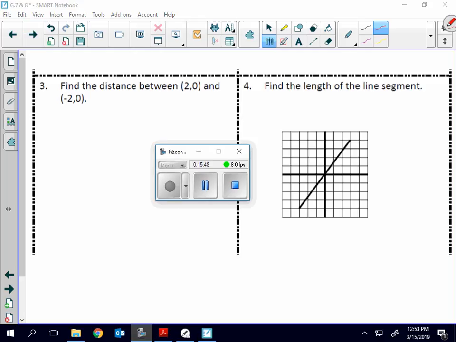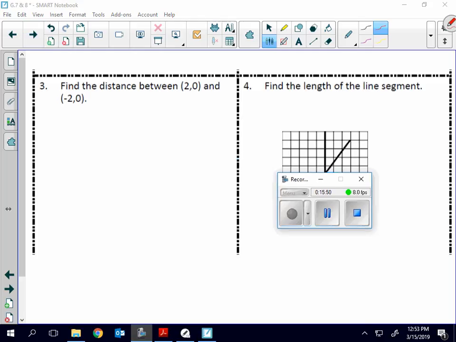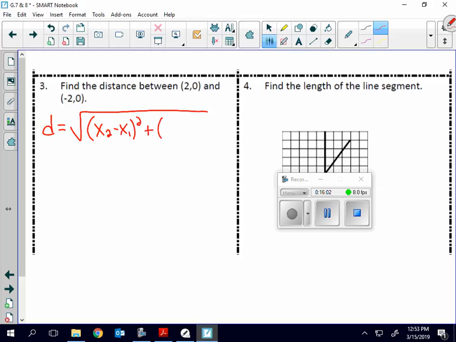Okay, number 3, find the distance between 2, 0 and negative 2, 0. We have to use our formula again for this one. Okay, we have x2 minus x1 squared plus y2 minus y1 squared. Notice I say everything out loud, okay? You should be saying it either out loud if you want or in your head. Say it with me. That'll help you remember it. I promise.